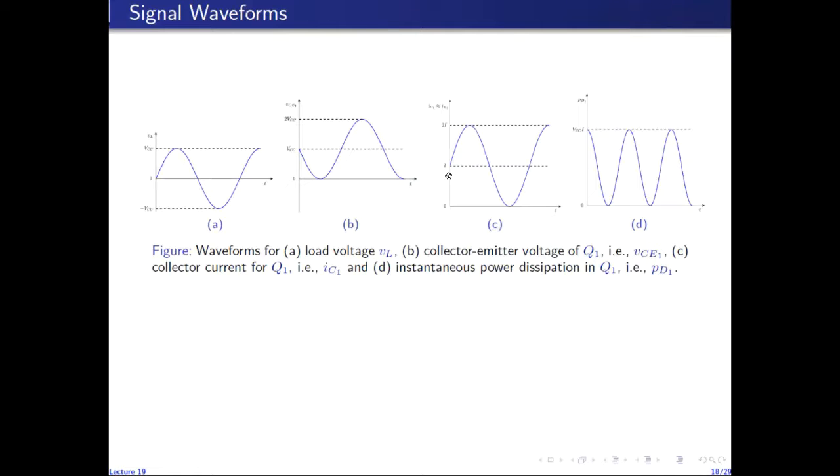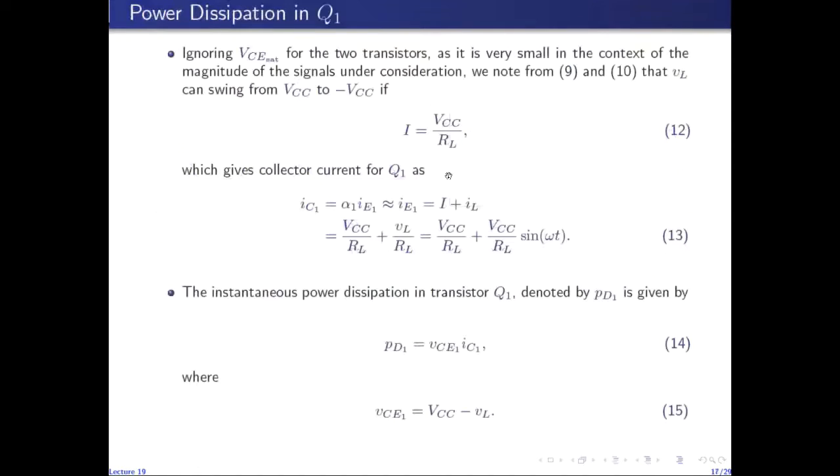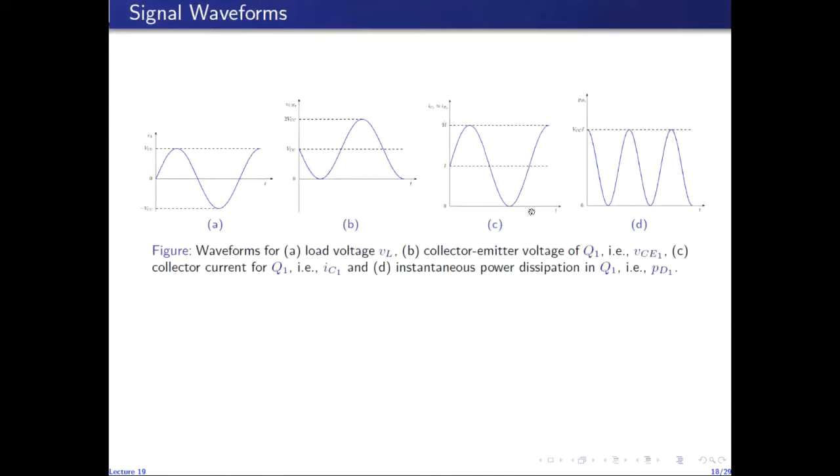IC1 is given by a sinusoidal waveform. So IC1 is I plus I sine omega t. Its DC value is I, and it swings from I up to 2I and down to 0, because it's I plus I sine omega t. At the positive peak it will have a value of 2I, and at the negative peak it will have a value of 0. So the DC value of the collector current is I.